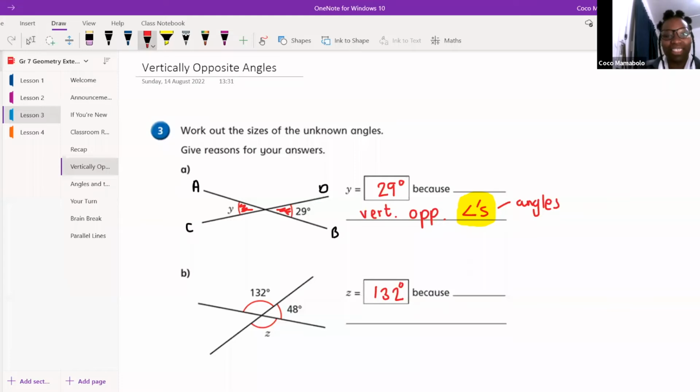My reasoning behind this is vertically opposite, or we just write vert op angles. Hold on for me one second. Something's funky going on over here. Okay, there we go. Vert op angles. Oh, wait, I'm drawing the wrong type of angles here, because I can do that on the screen.